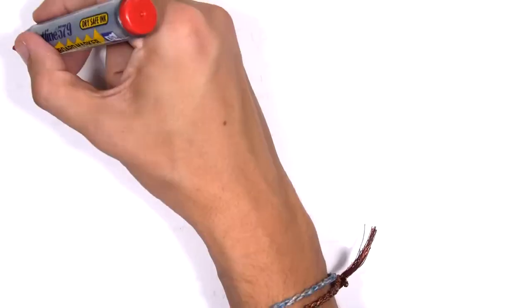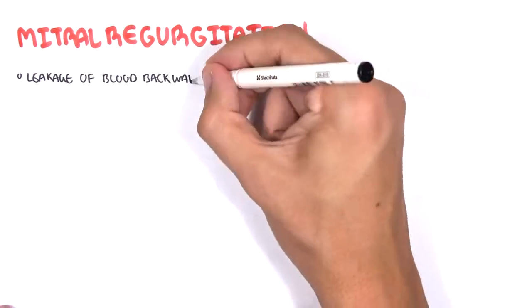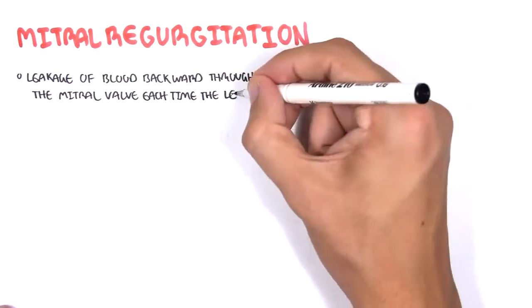In this video, we're going to look at mitral regurgitation. This is an overview and introduction. Mitral regurgitation is where there is leakage of blood backward through the mitral valve each time the left ventricle contracts.